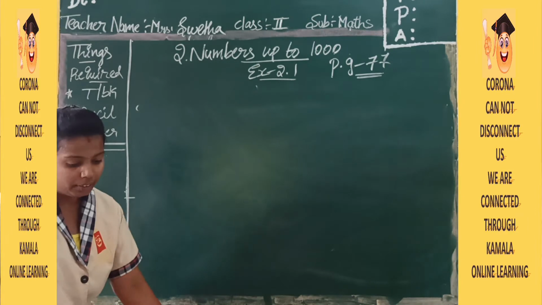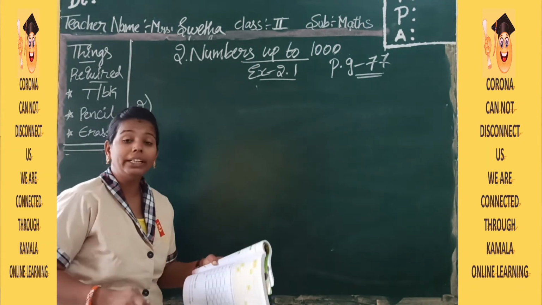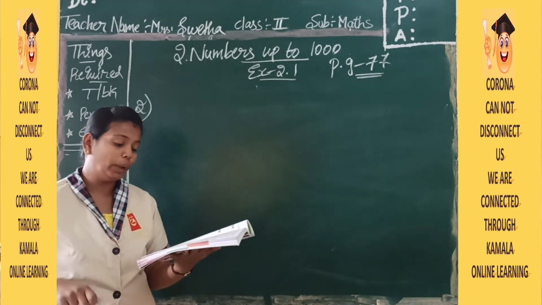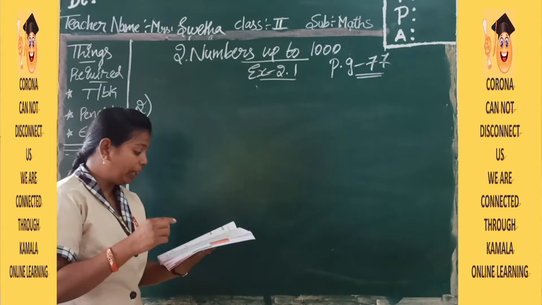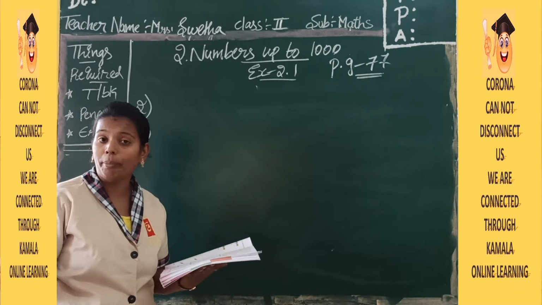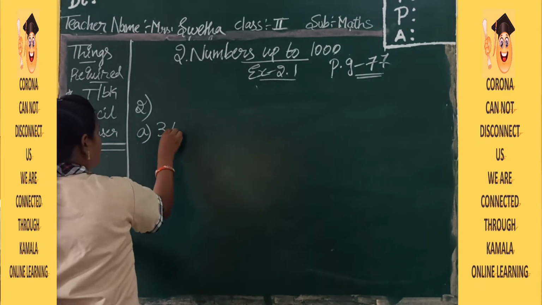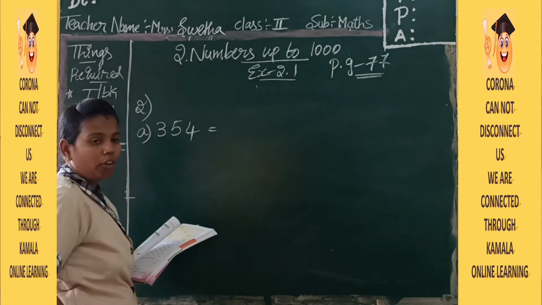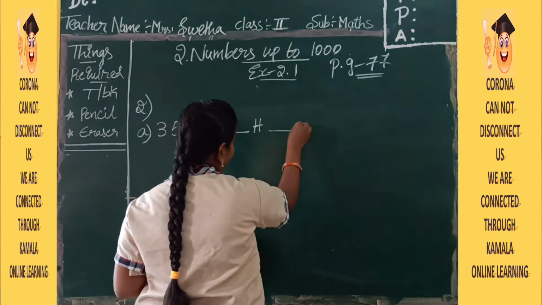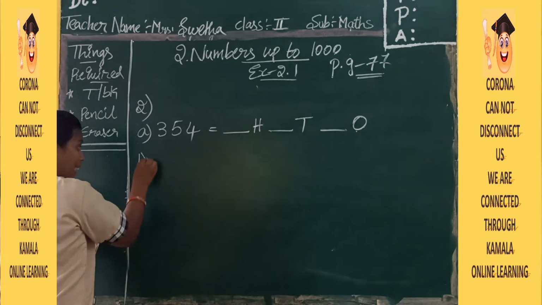Yes. So here you have the second bit. What you have to do here? You can check in your term book. Write the number of hundreds, tens and ones in the given number. So here they are asking you to write how many hundreds are there, how many tens are there and how many ones are there. Okay. What is your first question? 354. Okay. In this they are asking how many hundreds are there, how many tens are there and how many ones are there.